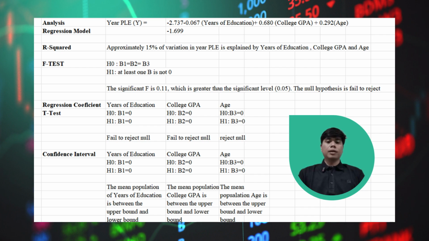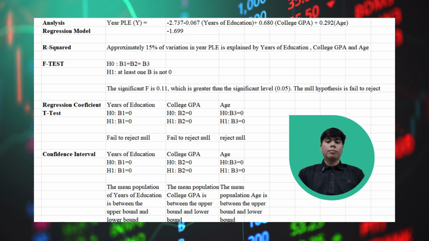Now, the first number to look at is R square, which was 0.15. So only about 15% of the variation in how long an employee stays is explained by these three factors combined. That's a fairly low number, which already tells us these variables aren't the whole story behind retention.